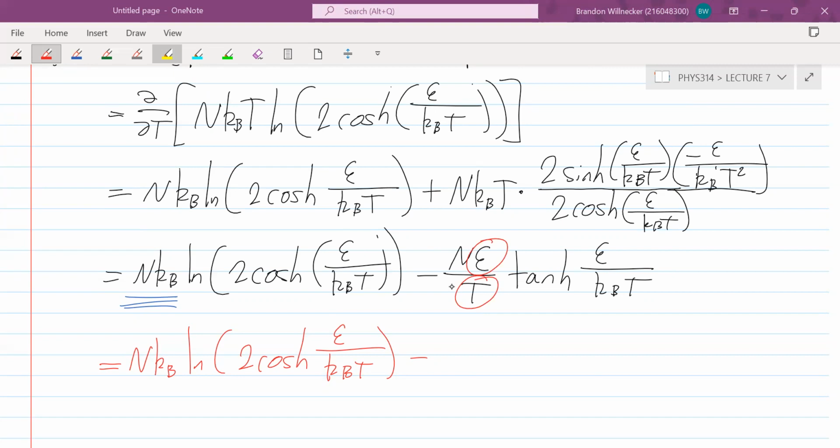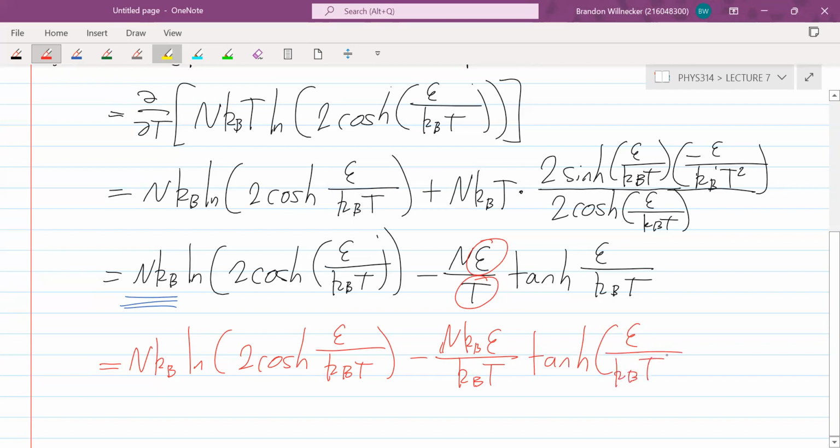So we're going to multiply the top by kB, and we're going to multiply the bottom by kB. That doesn't do anything, but you'll see why now. So n kB epsilon over kBT, and then we have tan hyperbolic epsilon over kBT. So again, we always have this kBT term together.